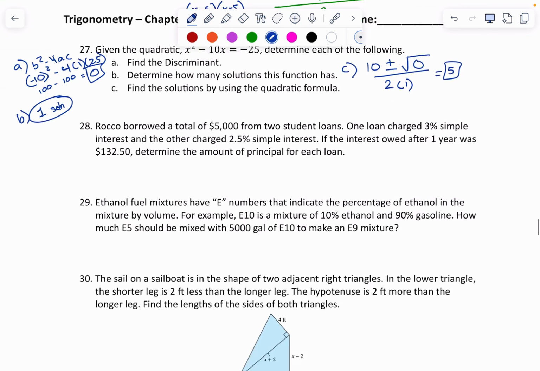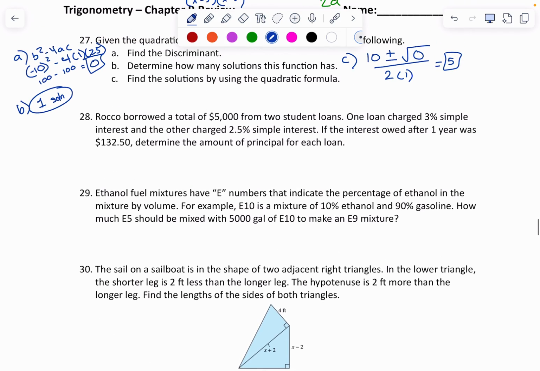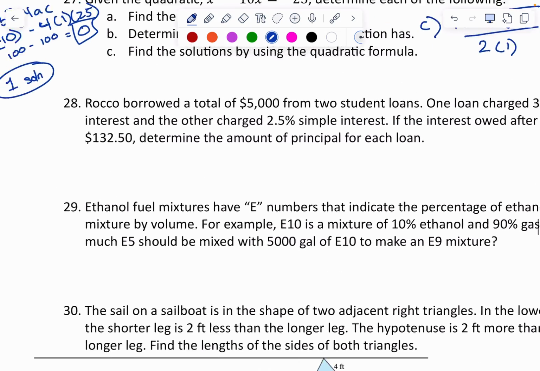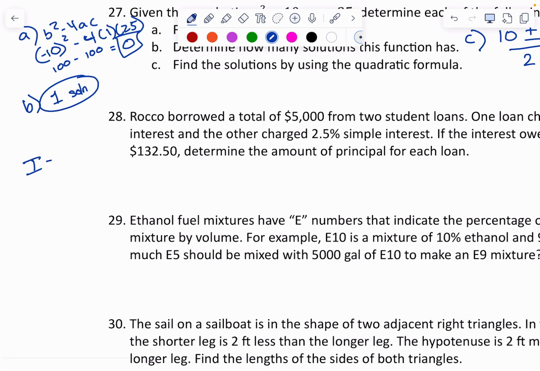Okay, good. Now we got story problems, a couple of them. This first one is a simple interest problem. Simple interest is calculated by principal times rate times time. Except we're probably doing 2 simple interests at the same time. So principal times rate times time, plus principal times rate times time, equals my total interest. That's what I'm guessing is going to happen in this one.